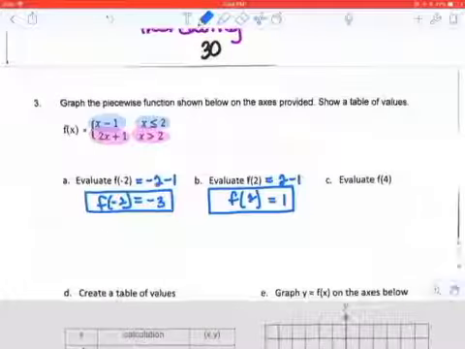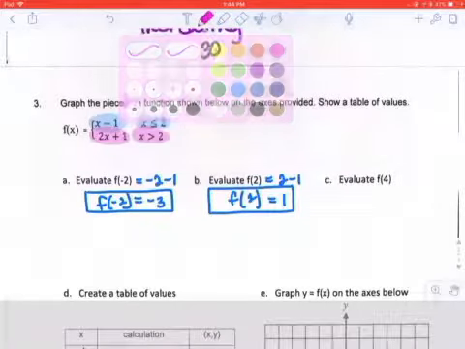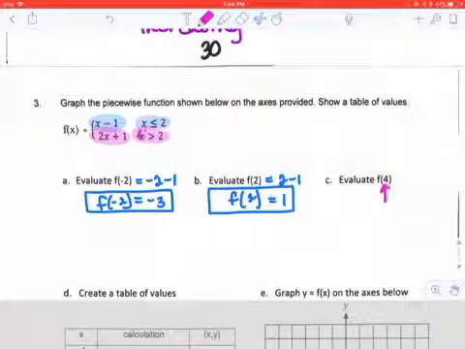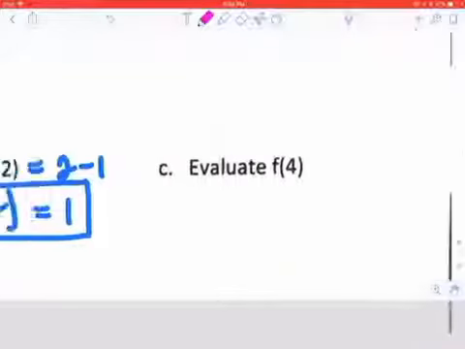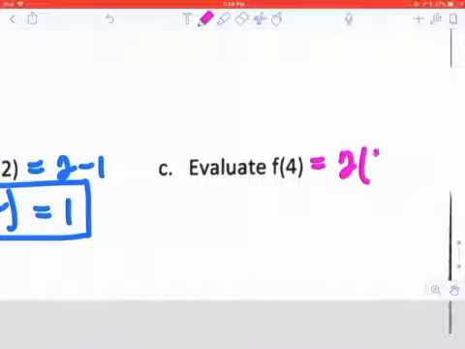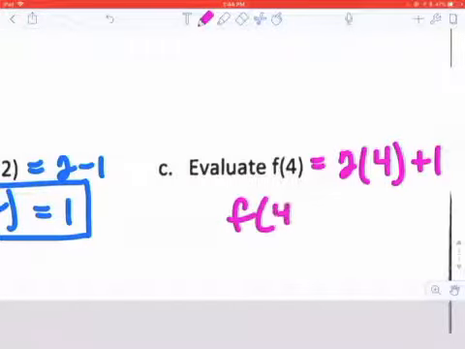And last, evaluate f of 4. This x value works for this inequality. 4 is greater than 2, so we use that second function, 2x plus 1. So f of 4 equals 2 times 4 plus 1. 2 times 4 plus 1 is 9.